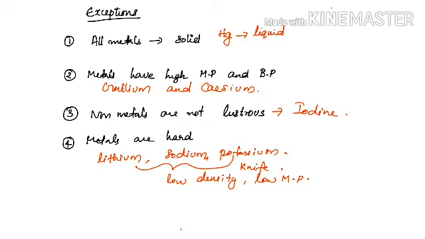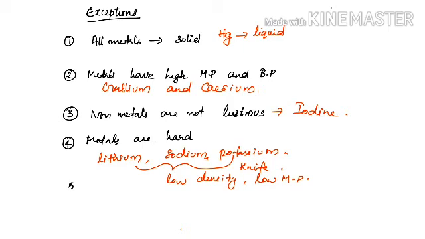Again, we know that metals have a high melting point and their density is also very high, but these metals are exceptional cases. They have very low density and a very low melting point also.